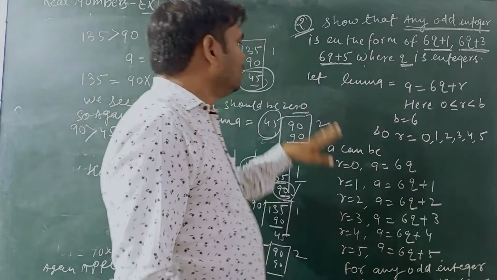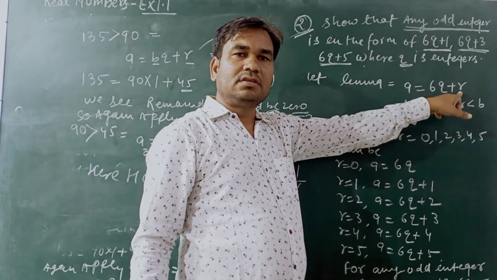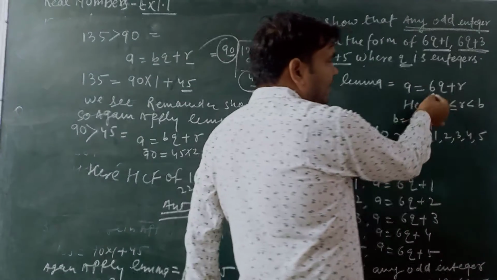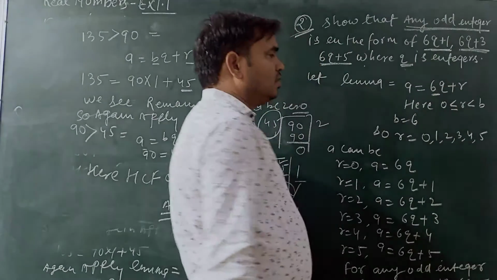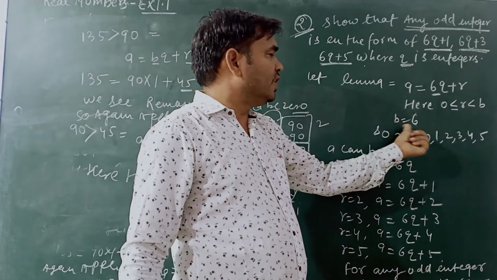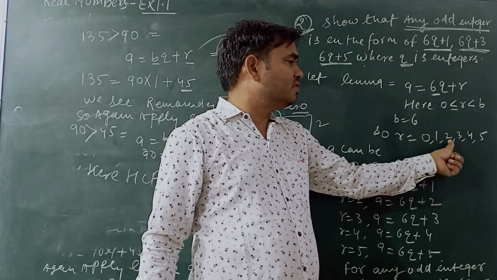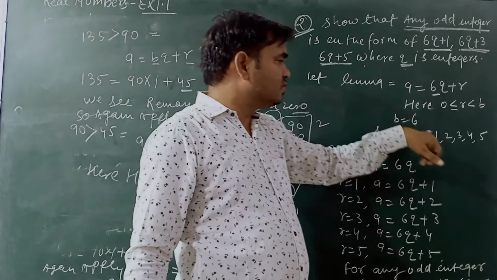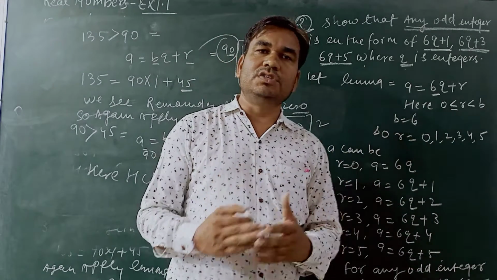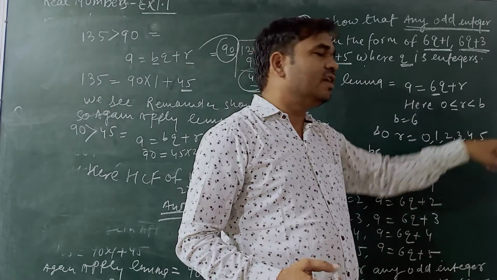So here let a = 6q + r. So here you see b is 6, so b satisfies the remainder condition, it means to say b = 6 and remainder r = 0, 1, 2, 3, 4, 5. It means to say the remainder should be below 6, so it is equal to 0, 1, 2, 3, 4, 5.